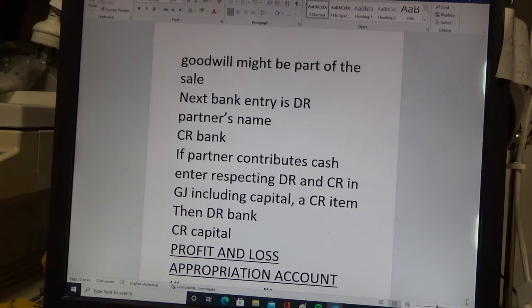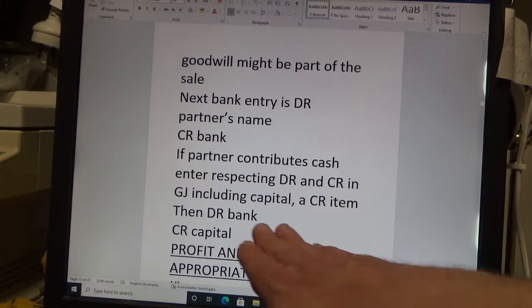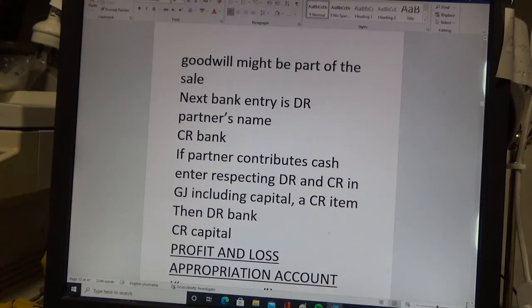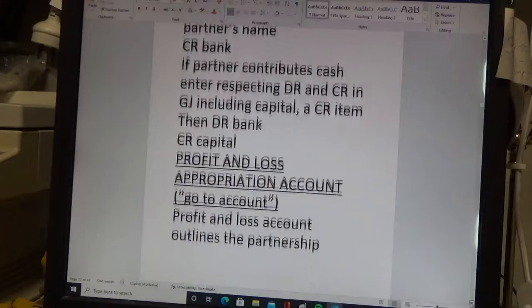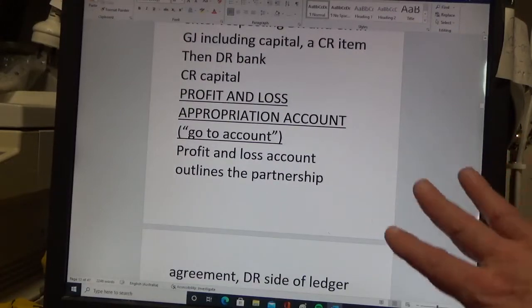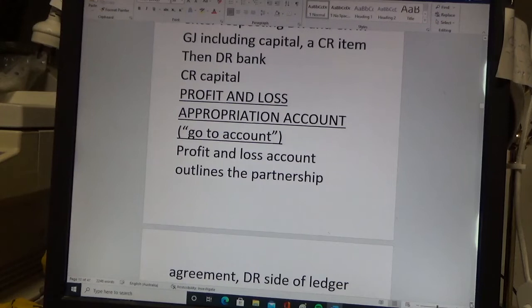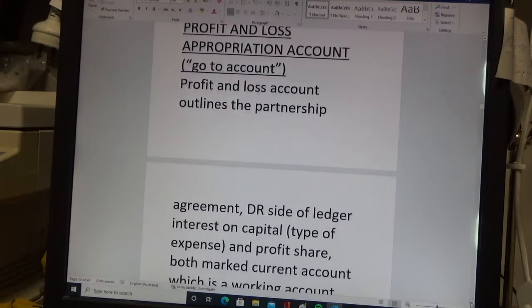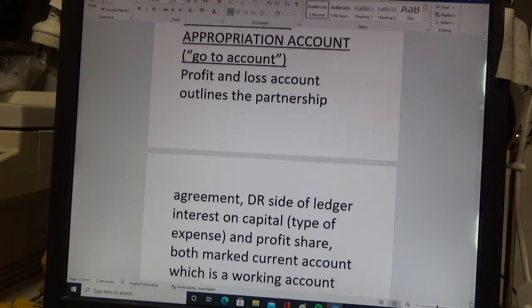If a partner contributes cash, enter the debit and the credit, including capital or credit item. Then that's just debit bank, credit capital. So we've already mentioned that. And now there's this profit and loss appropriation account concept. It's a T-shaped ledger. It's kind of a go-to account. It outlines the partnership agreement and gives you an idea of the capital structure of the partnership.